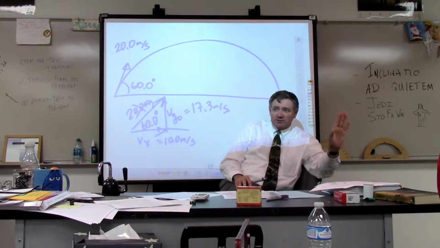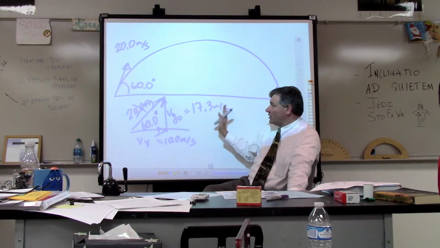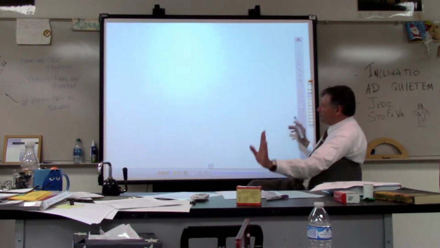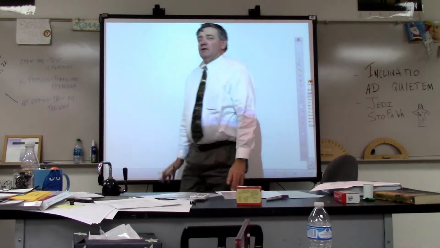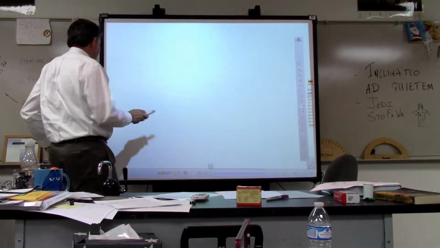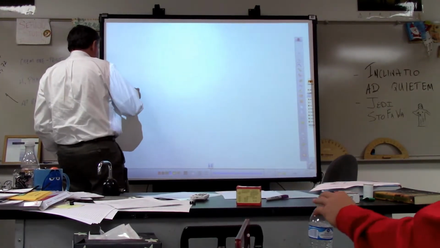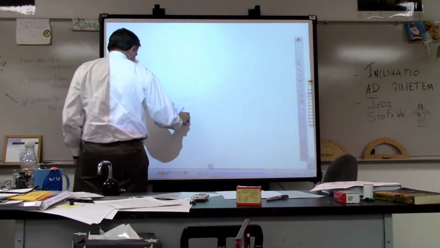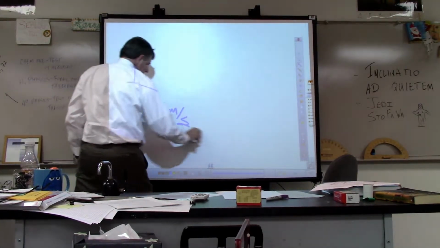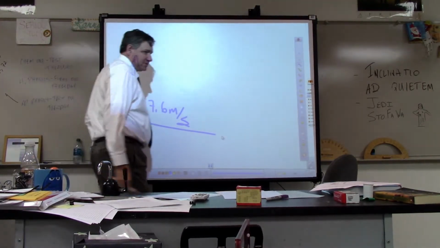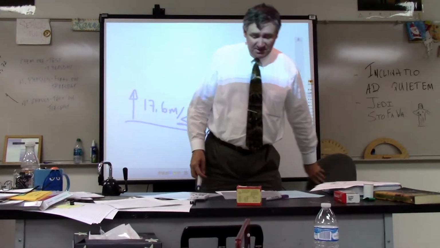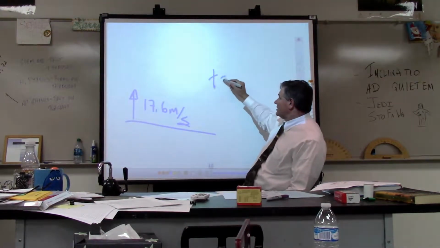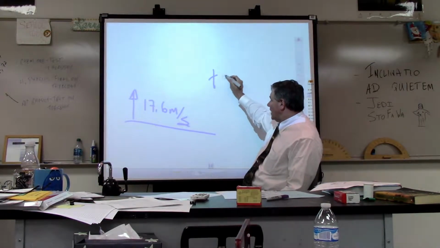It's goners. Now, I want you to pretend that this is no longer here. Boom, gone. Now, pretend that you're back in the acceleration unit. And I'm going to tell you that I'm going to launch something straight up in the air with a velocity of 17.6 meters per second. So the first thing I want to figure out is the time up.